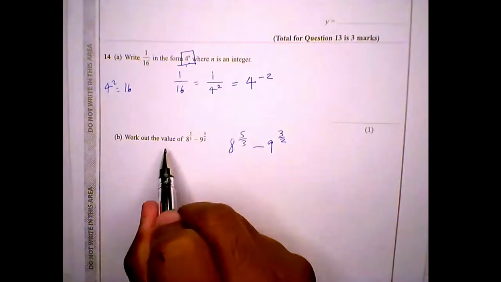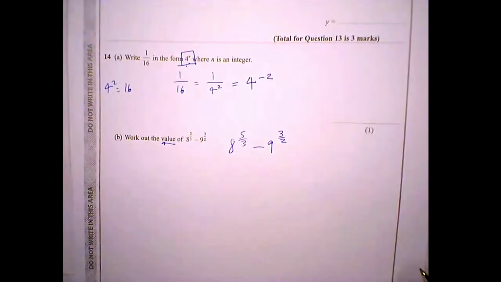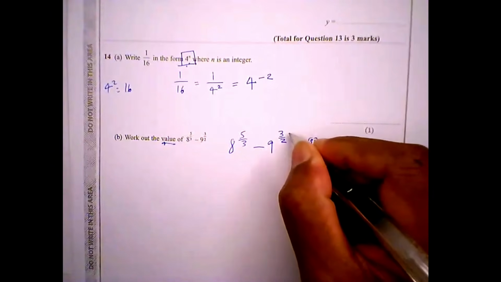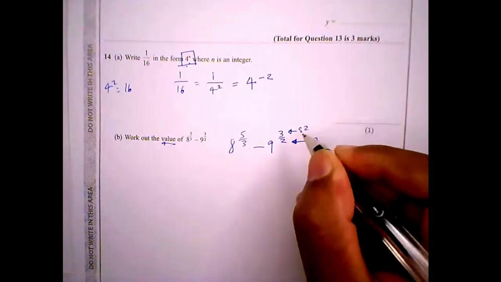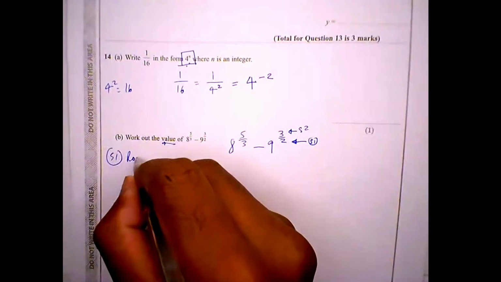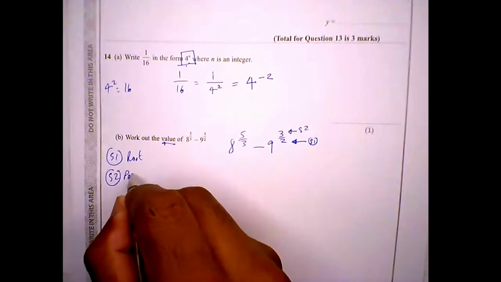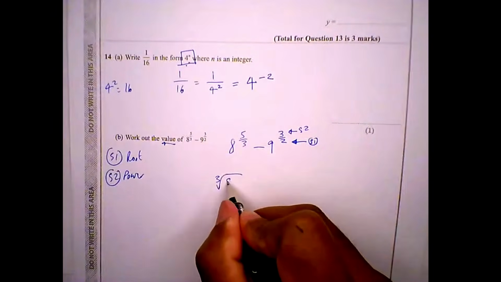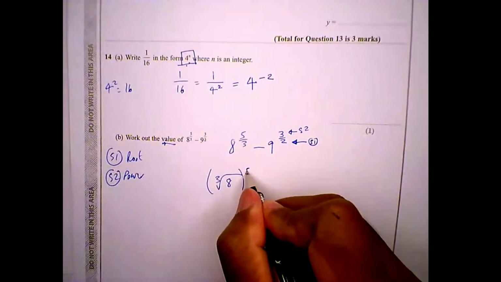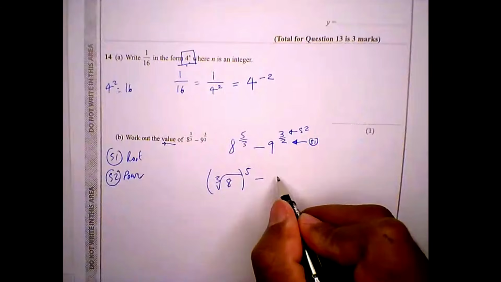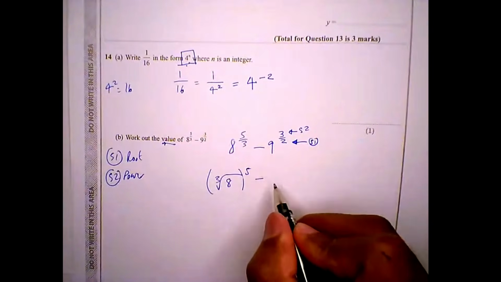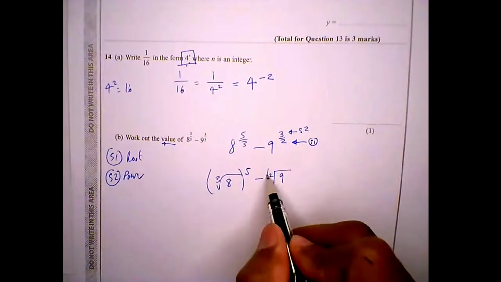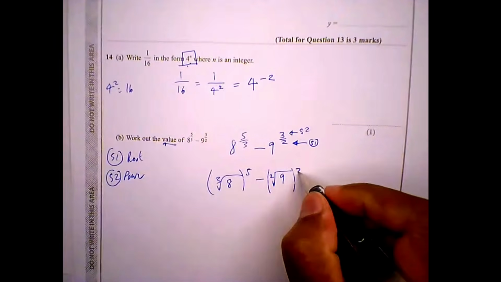Work out part B, work out the value of 8 to the power 5 over 3. So similar to before, step 1 is our root and step 2 is our power. Step 1 is our root, step 2 is our power. And so with this one, I'm going to have the cube root of 8, and I'm going to raise it to the power 5. And I'm also going to have this one here, the root is 2, the denominator is 2, so the square root of 9, and then I'm raising it to the power 3.